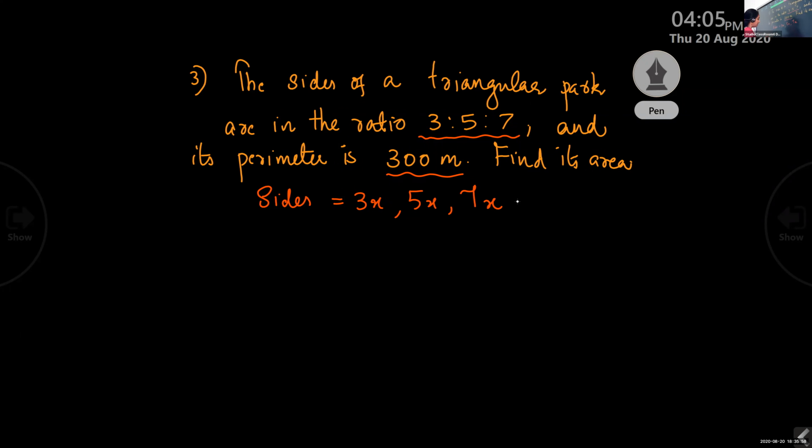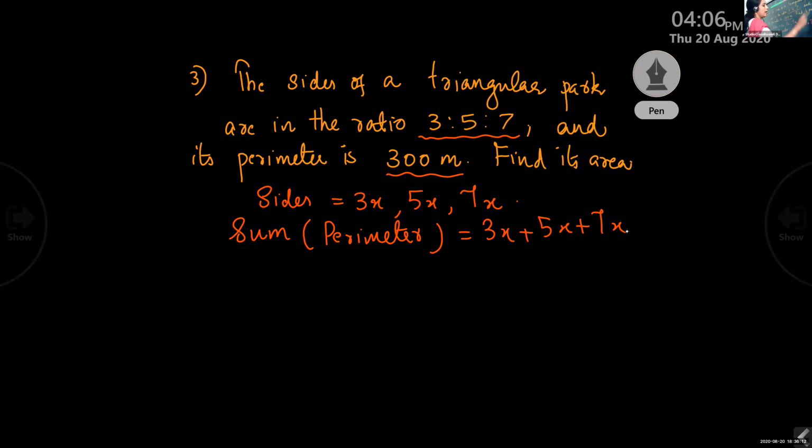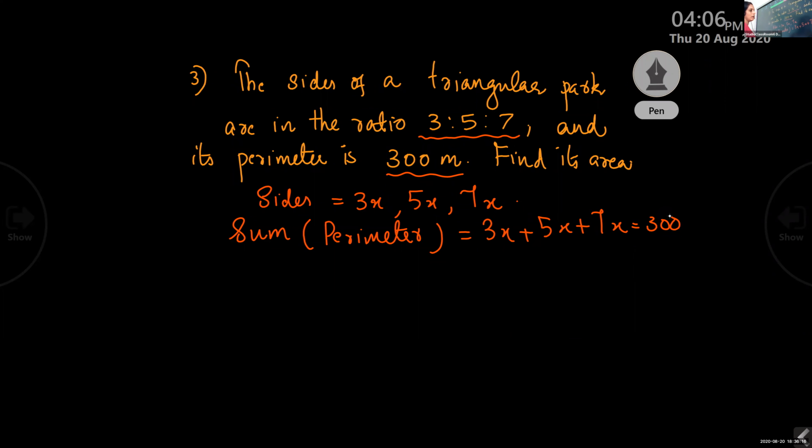And you know the sum of this, that means the perimeter, is given. The perimeter, that is 3x plus 5x plus 7x, is given as 300. Okay, children, it is 300.